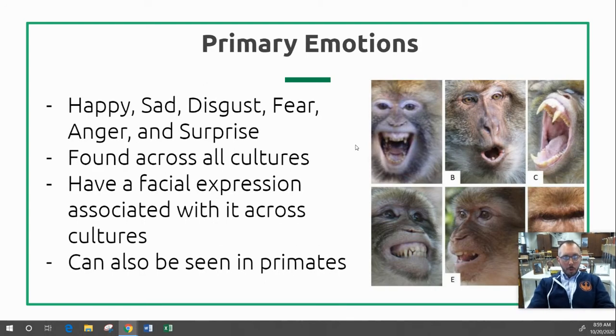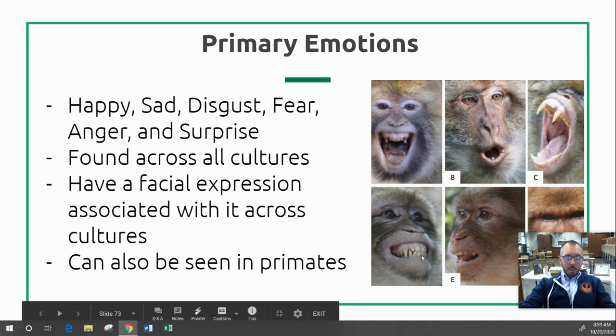We have primary emotions. Those are happiness, sadness, disgust, fear, anger, and surprise. They are found across all cultures, so there are genetic elements of these. In fact, they have a facial expression that's associated with them across all cultures, and they can also be seen in primates. See the O face here and the wider eyes. Then we have surprise. We have the crinkling of the eyes here and the pulled-back, upturned mouth.